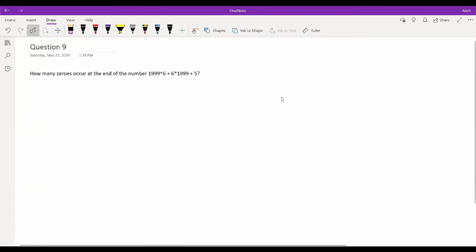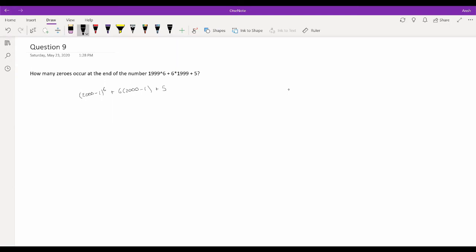So our next question: how many zeros occur at the end of 1999 to the 6th power plus 6 times 1999 plus 5? Well, in one sense, this problem is a bit more straightforward than the last, because we can obviously see that 1999 is just 2000 minus 1, and that's a very nice number for binomial expansion. So we can rewrite this as 2000 minus 1 to the 6th power plus 6 times 2000 minus 1 plus 5.